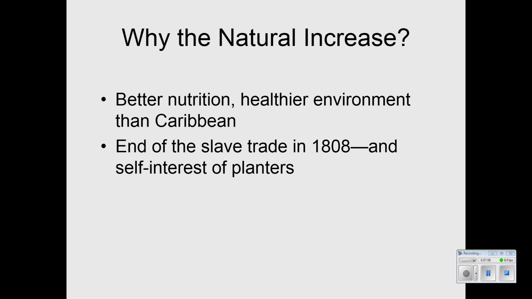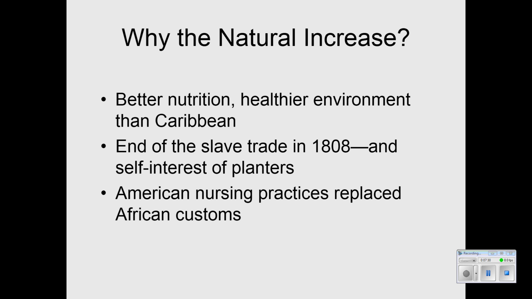There was another reason, well, as I said, the self-interest of planters after the end of the slave trade led them to protect their slaves, but also to encourage high rates of reproduction among slaves. They did that consciously, kind of breeding. Also, American nursing practices were different from African customs. Women in slave societies in the United States would not nurse babies as long. And it's a biological fact that when a woman doesn't nurse as long, she is more likely to become pregnant sooner and therefore will have more children and children spaced more closely together. So these factors combine to promote the natural increase in the slave population.